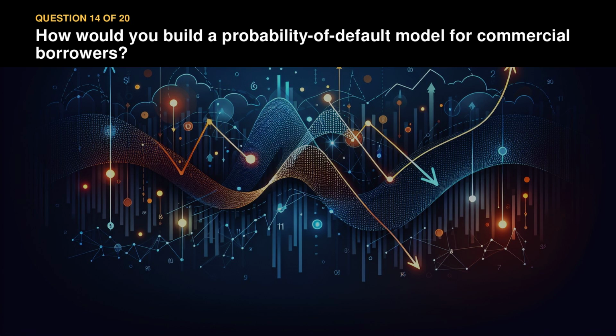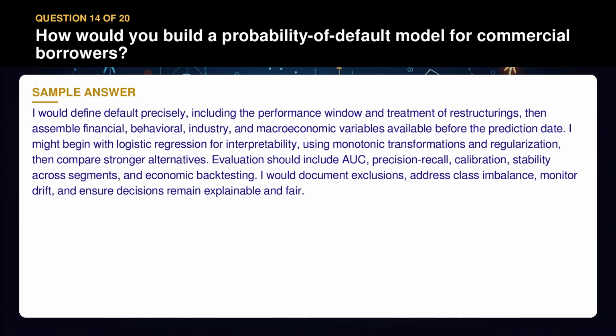Question 14. How would you build a probability of default model for commercial borrowers? I would define default precisely, including the performance window and treatment of restructurings, then assemble financial, behavioral, industry, and macroeconomic variables available before the prediction date. I might begin with logistic regression for interpretability, using monotonic transformations and regularization, then compare stronger alternatives. Evaluation should include AUC, precision recall, calibration, stability across segments, and economic backtesting.